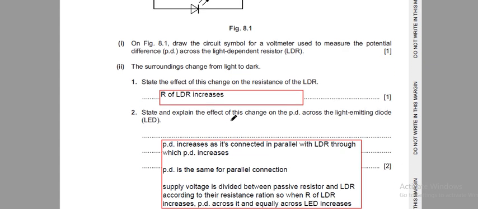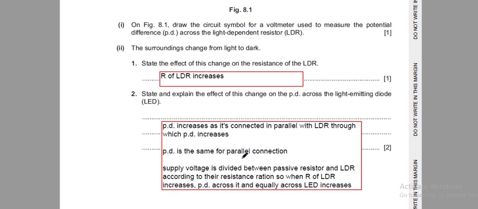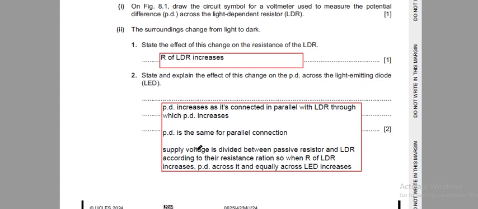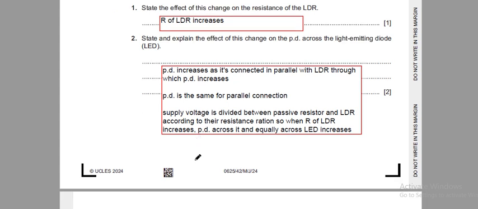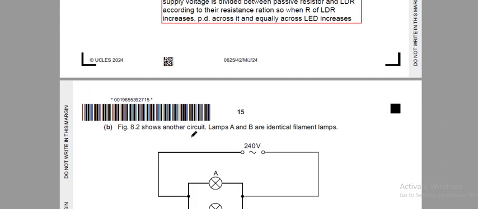State and explain the effect of this change on the potential difference across the LDR. As we have just said, the potential difference increases as it is connected in parallel with the LDR, through which the potential difference also increases, because it is the same for a parallel connection. And we should also mention that the supply voltage is divided between the resistor of the LDR and the passive resistor.